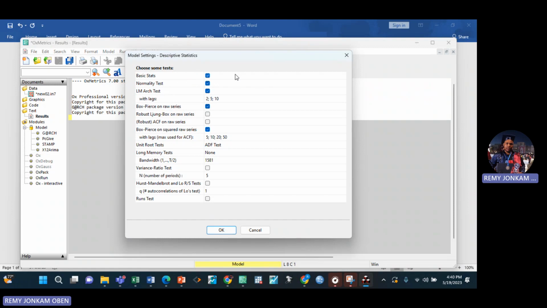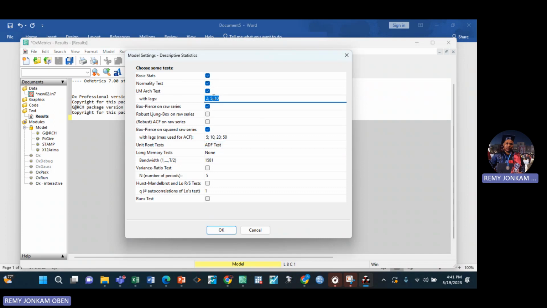Now we are trying to check the descriptive statistics. Of course, you can include the basic statistics where we will have things like the mean, the variance, the standard deviation. We'll check the normality results. We'll do the ARCH test to check if we have ARCH effects. We'll do the Box-Pierce test on the raw series to check if we have serial correlation in the raw series. And this Box-Pierce on the squared raw series will tell us if we have serial correlation in the volatility series. Then, of course, we have unit root tests. If I click here, we have the ADF tests, the KPSS stationarity test, and other tests, but let's use the ADF test.